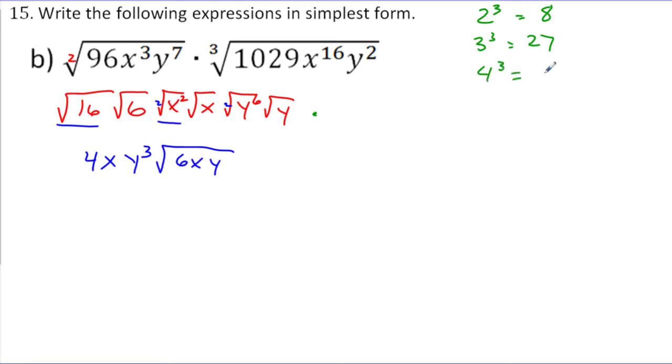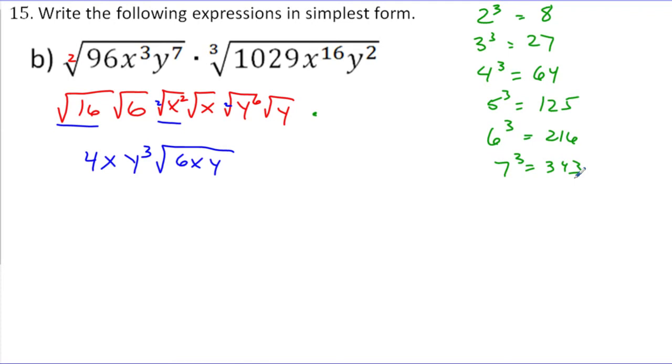4 to the 3rd. Is 4 times 4 times 4? 4 times 4 is 16 times another 4 is 64. Is 64 a factor of 1029? No, it's not. We're going to check 5. 5 to the 3rd is 5 times 5 times 5. That's 125. Is 125 a factor of 1029? No, it's not. I'm going to continue this. 6 to the 3rd is 6 times 6 times 6, which I believe is 216. No, it's not. 7 to the 3rd is 343. Is 343 a factor of 1029? Yes, it is.